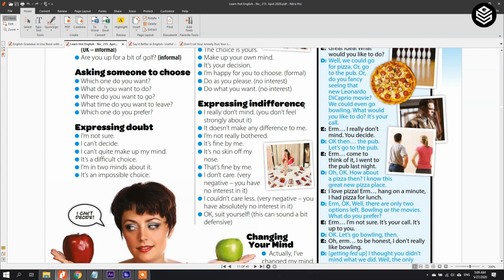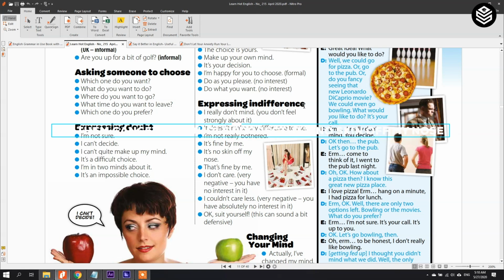It means your friend or father, mother decided something and they are asking about your opinion. It's fine by me. It means, okay, no problem. Okay, I really don't mind. It's no skin off my nose. This is a phrase actually.